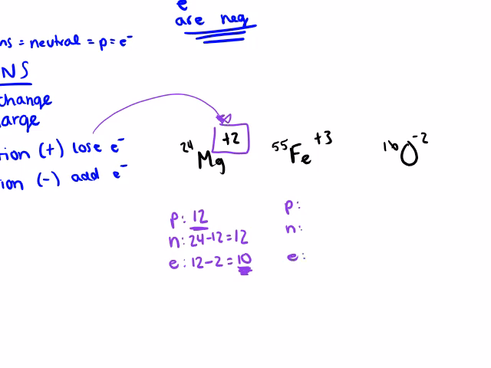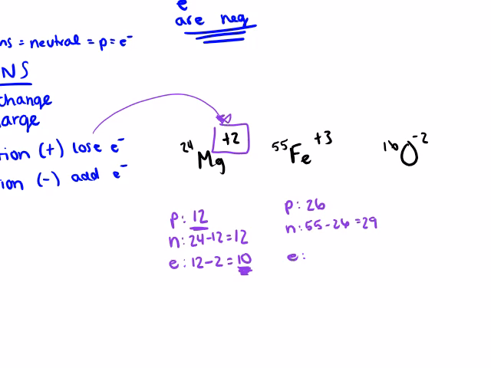Okay, iron always has an atomic number of 26. That means it will always have 26 protons. If it didn't have 26 protons, it wouldn't be iron. I'm still going to subtract to find my neutrons. So 55 minus 26 gives me 29 neutrons.